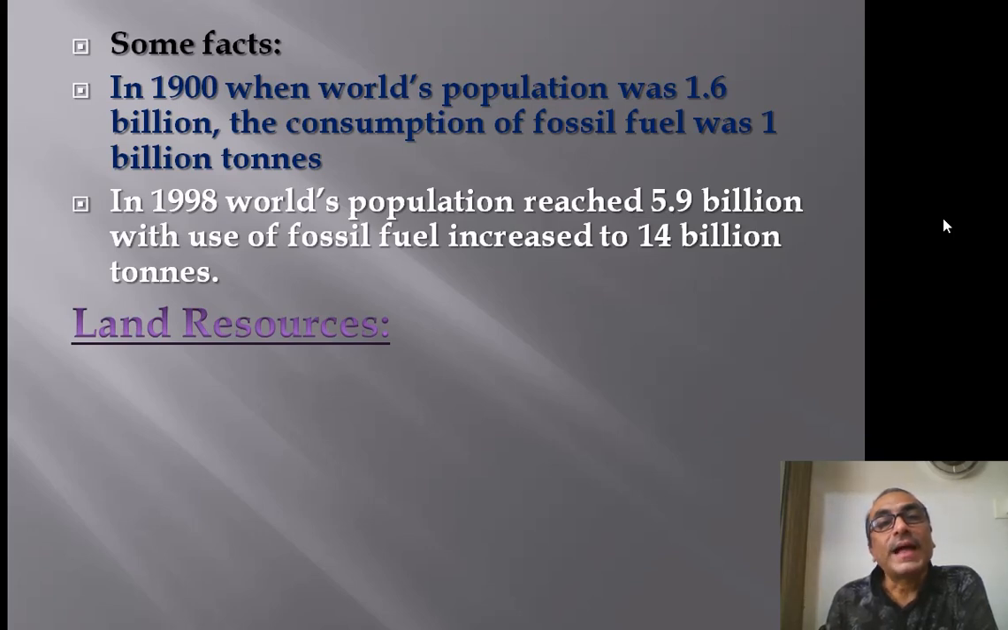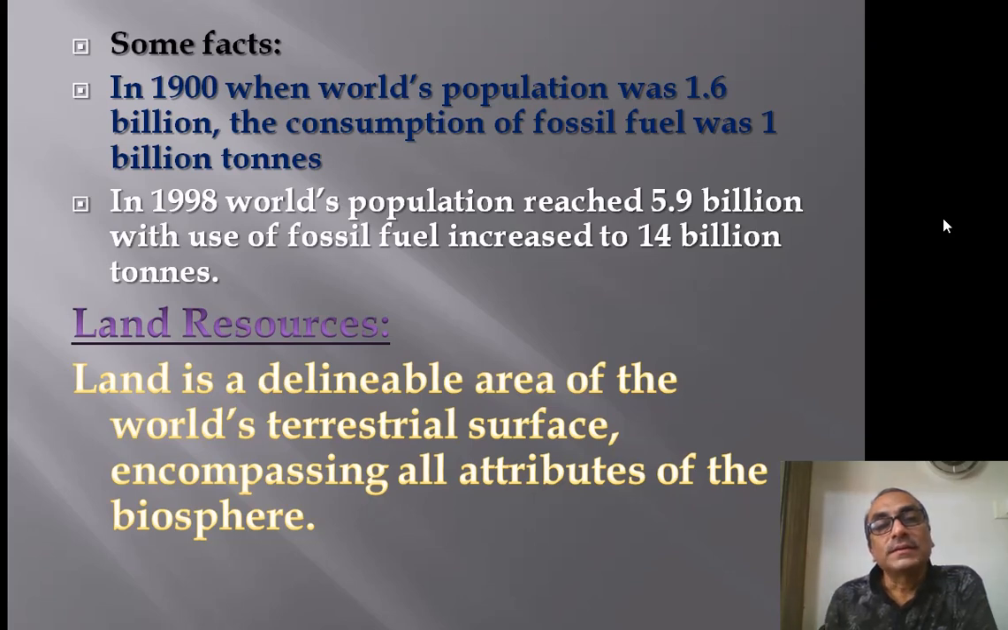Now let us take up the land resources. Land can be defined as a delineable area of the world's terrestrial surface encompassing all attributes of the biosphere. What does it mean? It is the land surface capable of providing us all the useful things which we can utilize, and it gives support to the whole biosphere. So the land resources are very, very important, on which not only humans but all other living organisms, especially terrestrial organisms, are dependent.